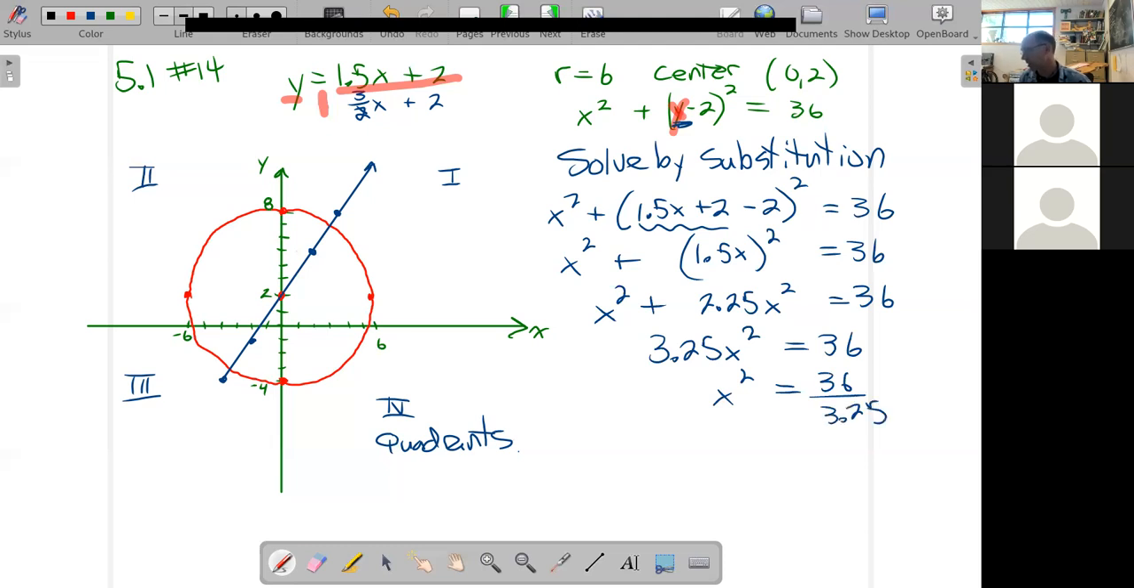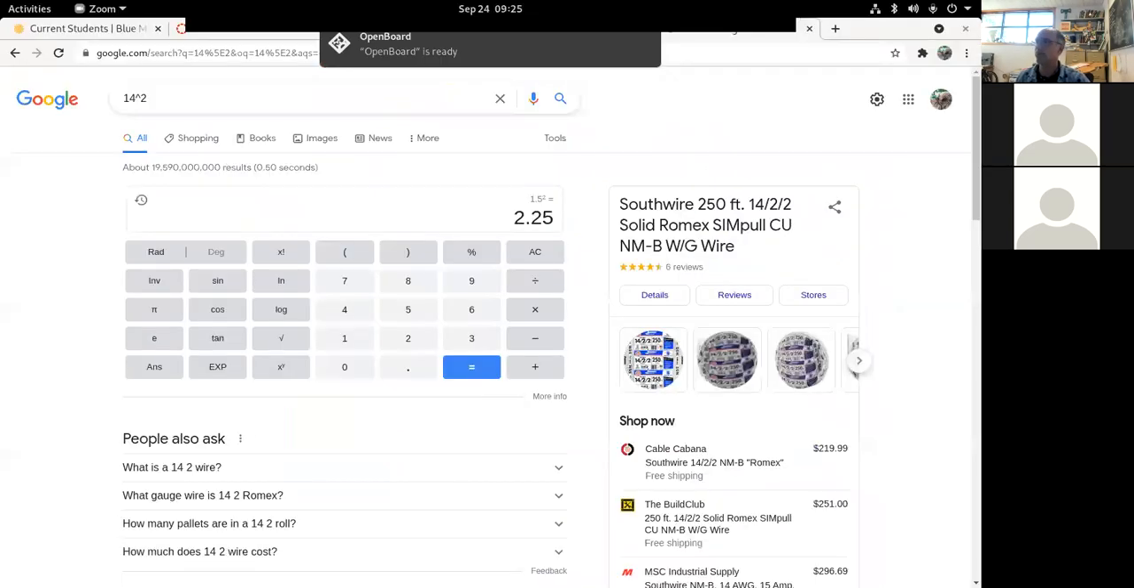And I'm not worried about the decimals in here because it said I didn't need an exact answer, just approximate. So then x has to be plus or minus the square root of 36 over 3.25. And yes, we could clean this up quite a bit. You know, we could take the square root of 36. We could mess around with 3.25. But the problem just asked for an approximation, right?